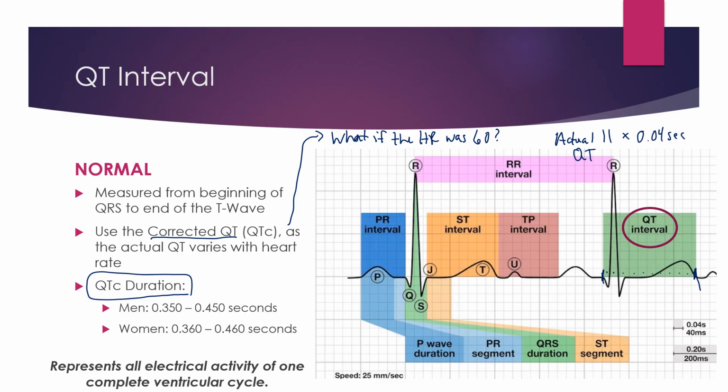Okay, so the QTc duration, corrected QT duration, for men is about 350 to 450 milliseconds, or 0.350 to 0.450 seconds. In women, 0.360 to 0.460 seconds. You will see some varying ranges with this. Some go up to like 46 and 47 for men and women, just so you're aware. But what you really need to be concerned about is if this is greater than 500, we are at a huge risk for anybody for torsades.